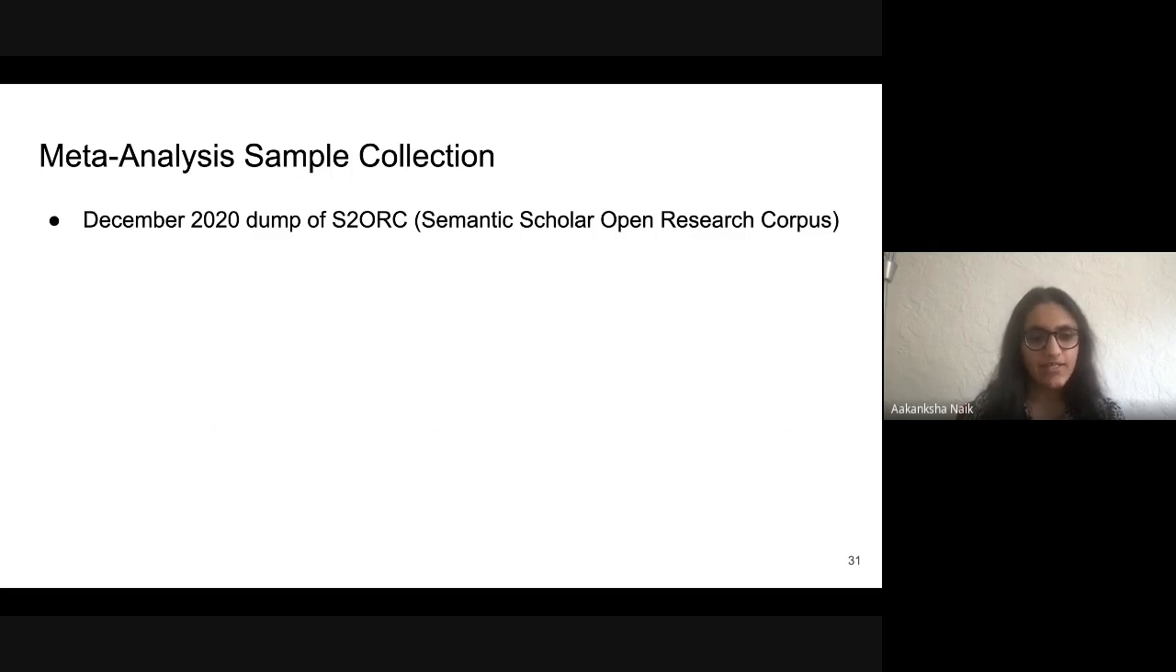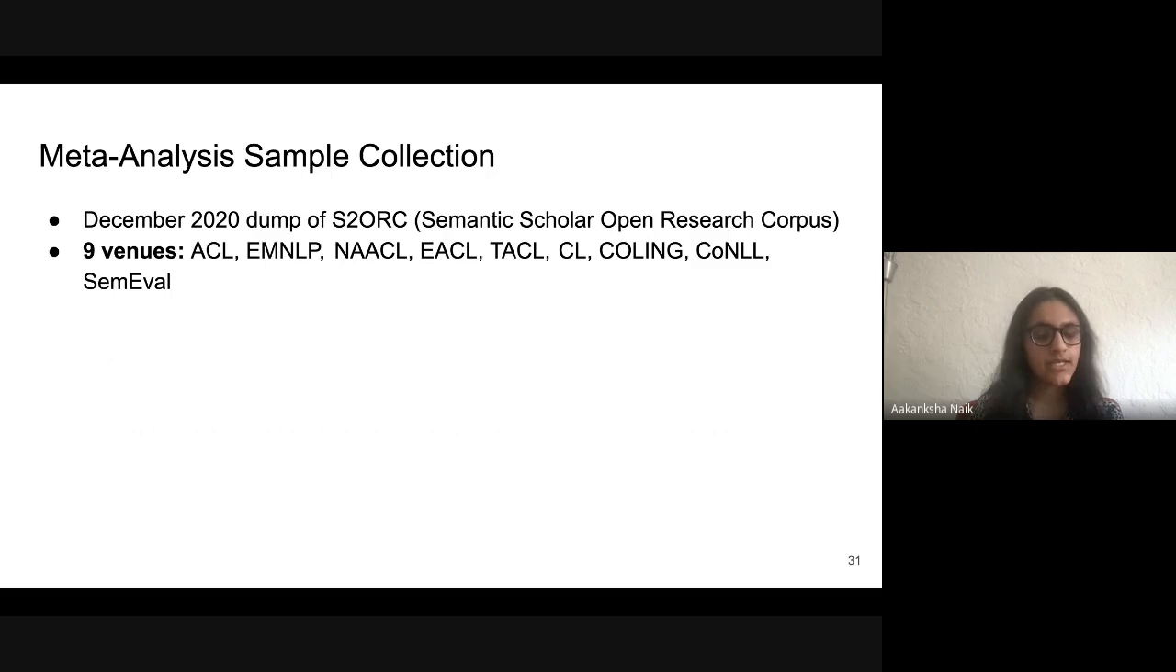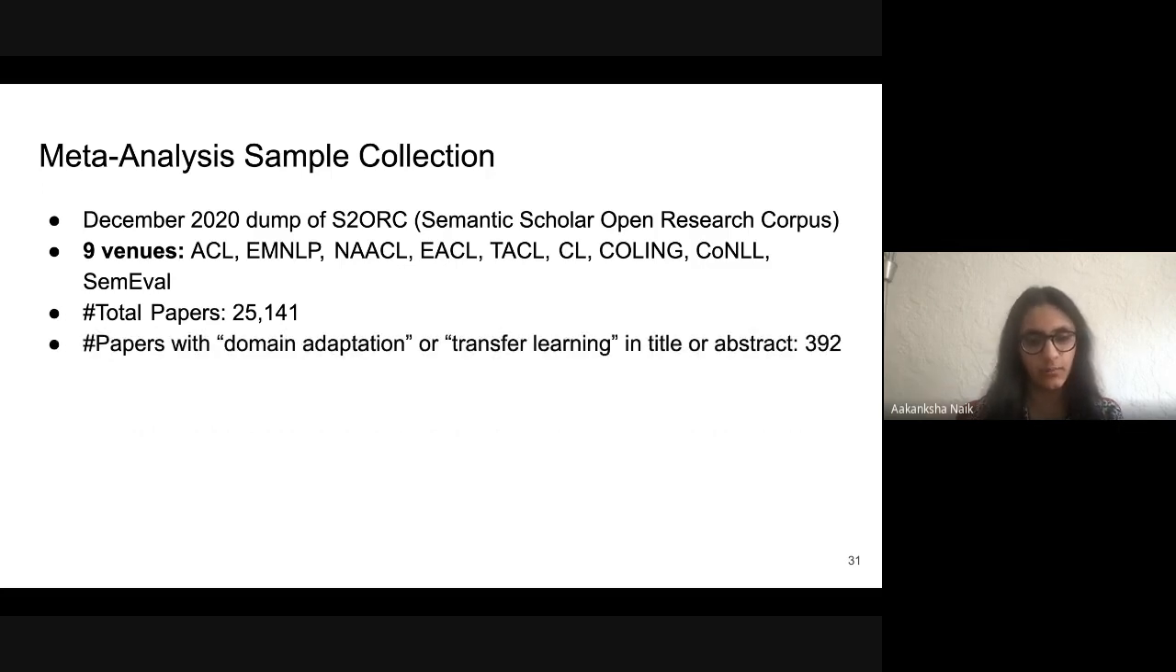To do this meta-analysis, first we need to actually collect a bunch of papers on transfer learning research, and we did this from the December 2020 dump of S2ORC, which is the Semantic Scholar Open Research Corpus that was developed here. We specifically focused on 9 different ACL venues, which resulted in a set of 25,000 papers, from which we kept only papers that had domain adaptation or transfer learning in the title or the abstract. We did not look for papers that had domain adaptation in the body because a lot of papers tend to discuss domain adaptation in the discussion section or have a small experiment, but not really focus on that as the key contribution.